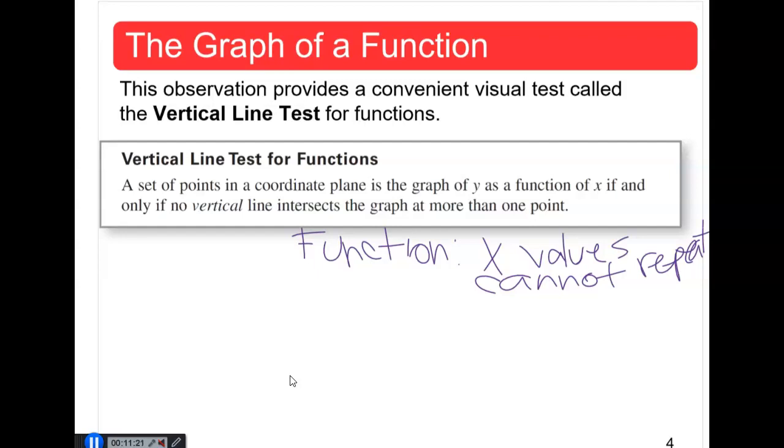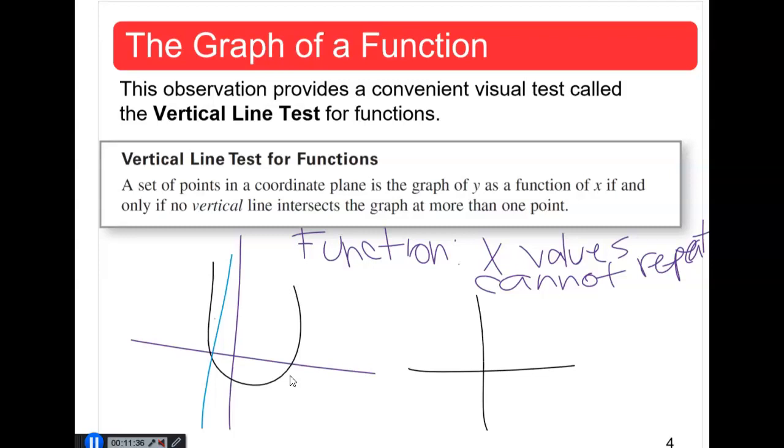And so if we have a graph, and let's say that you have something like that, if we trace a vertical line, we're only touching 1 point, so that will be okay. But if we have a graph that, for example, is a circle, that is the graph of an equation, if we trace a vertical line, then we are touching 2 points. So that will not be a function. And so that's the purpose of the vertical line test.